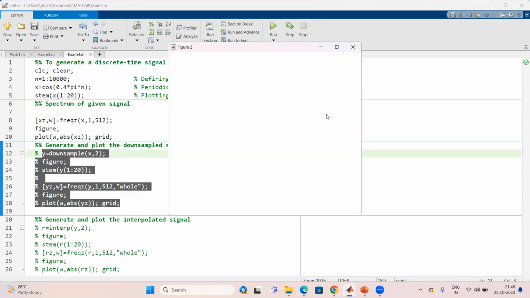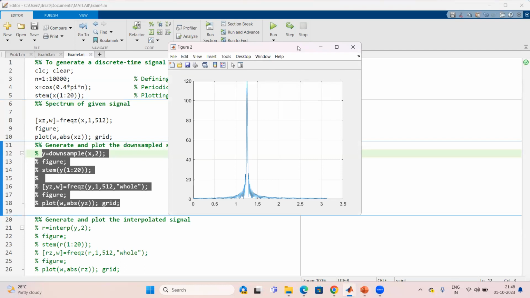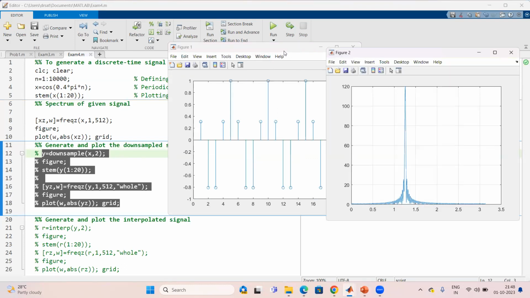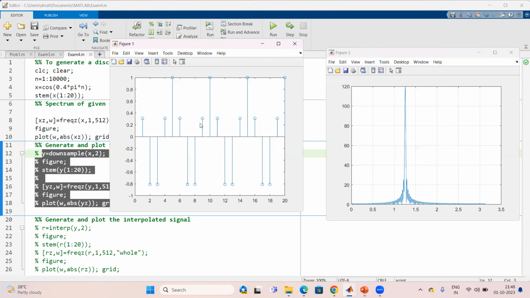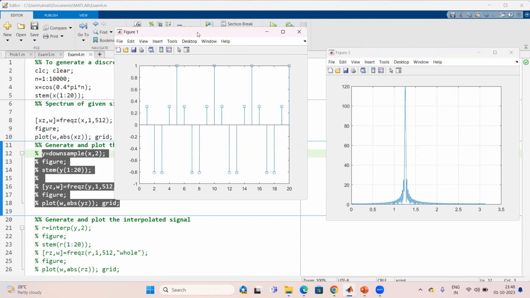First of all, we have to see this discrete time signal that we have generated. This is our xn. Here you can see the periodicity of this xn is equal to n equals 5. It means after 5 samples, the same sample is going to be repeated. You can see this periodicity here.